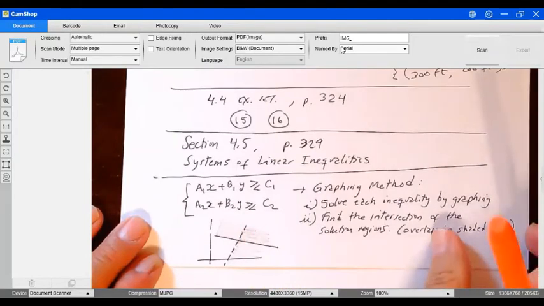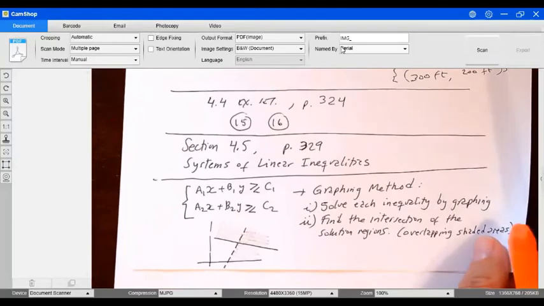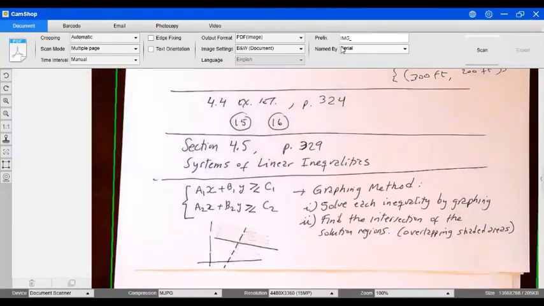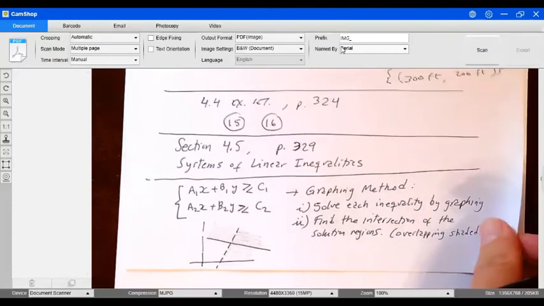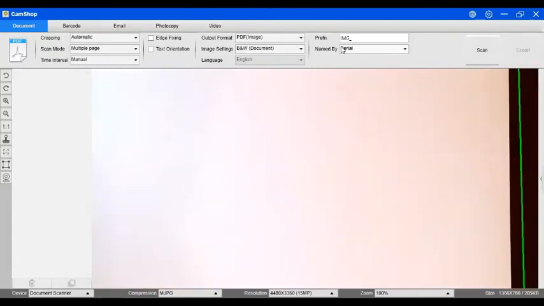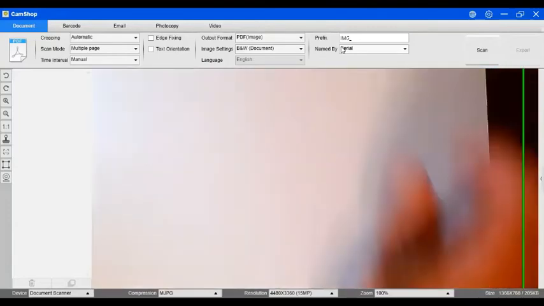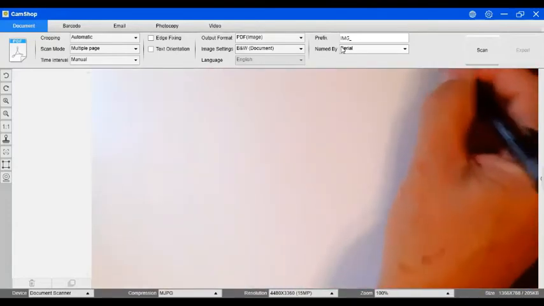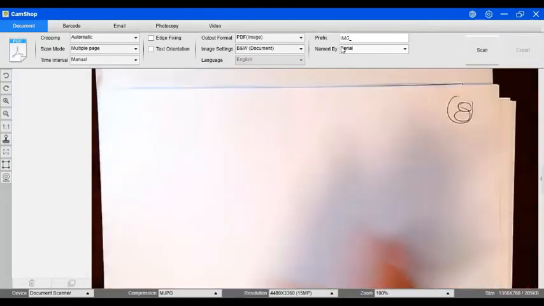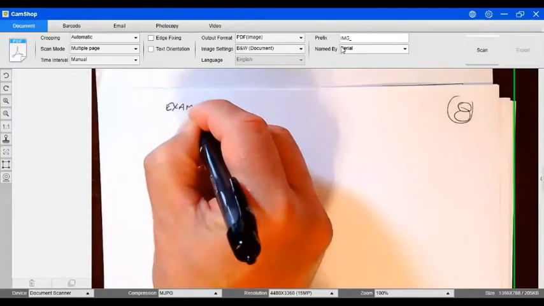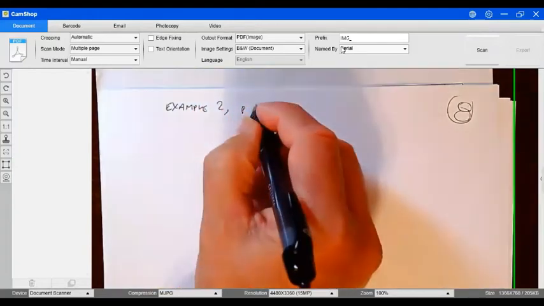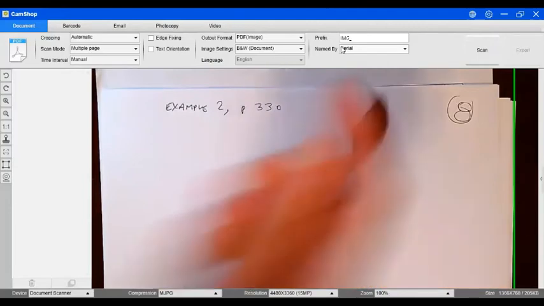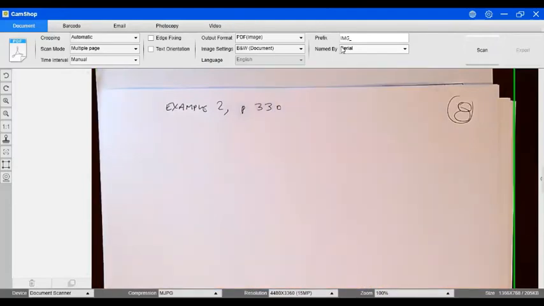So this is just more of the same. I'm going to work on one problem for you, and then you're going to have two more problems to work on to complete the assignment for this section and to finish the chapter. So I'm going to work on example number 2, on page 330. So we're going to graph the solution set.